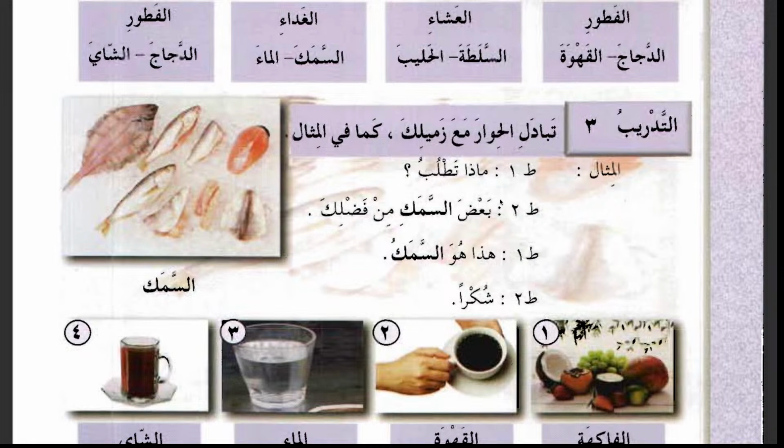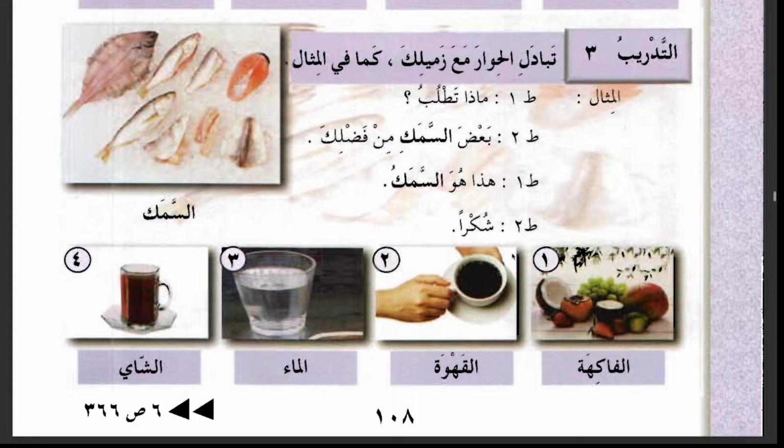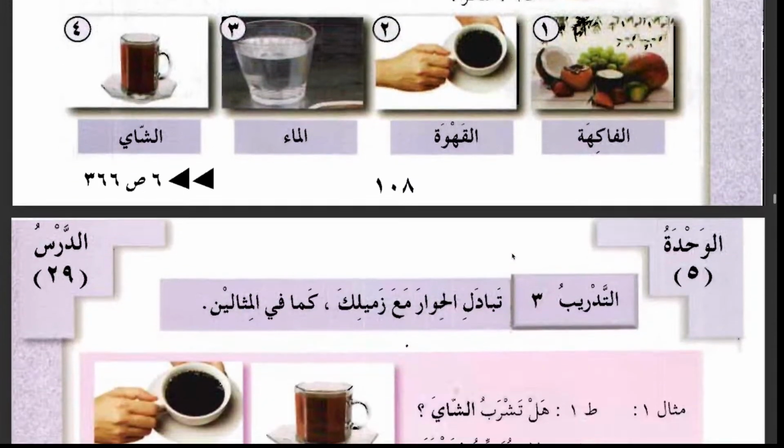So here you have ماذا تطلب. So you're going to say ماذا تطلب. بعض السمك من فضلك. So you have to say بعض الفاكهة من فضلك. That's going to mean some. بعض السمك means some fish. من فضلك, from your favor, that's the equivalent of please, right? من فضلك, please. هذا هو السمك. This is the fish. شكرا. Right? So you have that there.